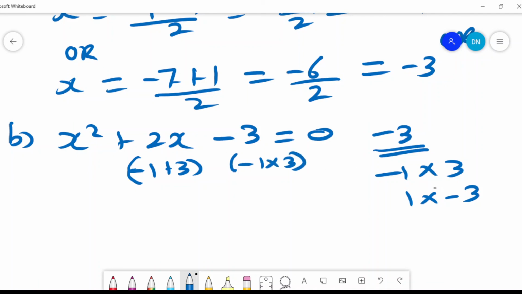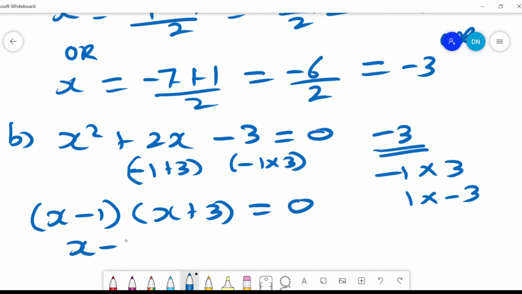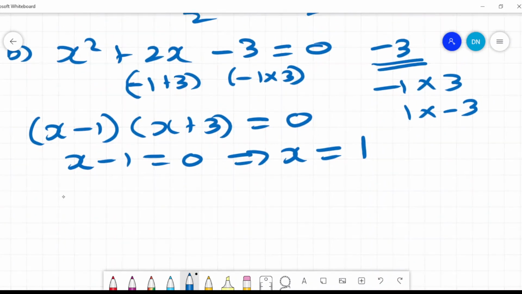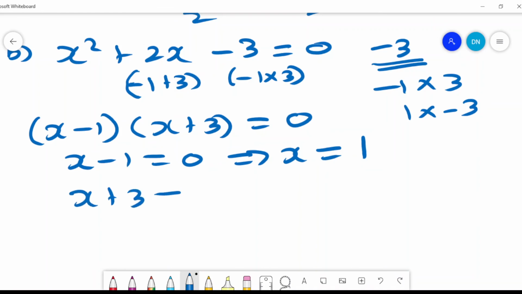So first of all, note the set of numbers so that you are able to pick them. So it will be x minus 1, x plus 3 is equals to 0. So x minus 1 is equals to 0, and that means that x is equals to 1. So that is the first solution that I have for that equation. And the second one is x plus 3 is equals to 0, and this implies that x is equals to negative 3. So x is equals to 1 or x is equals to negative 3.